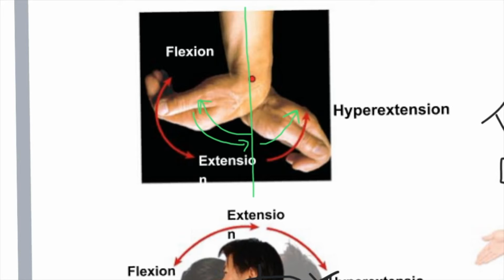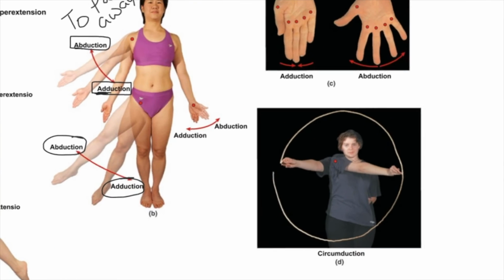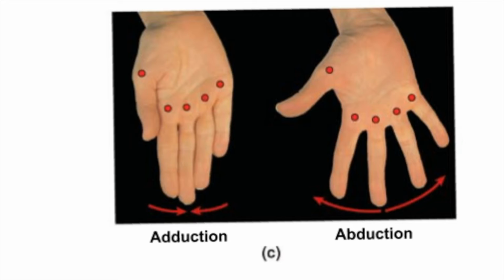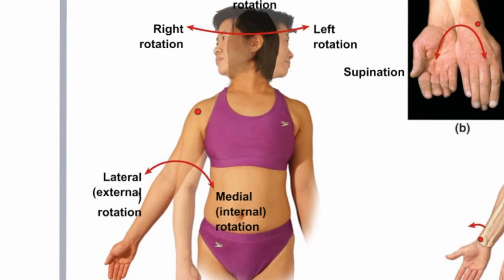Here's abduction and adduction of the hand. So when you're bringing all the fingers close together, that's called adduction because you're adding them all together, right? And when you're spreading them apart like this, that is called abduction. You're abducting, taking them away from each other.